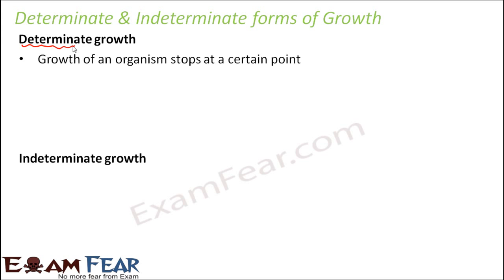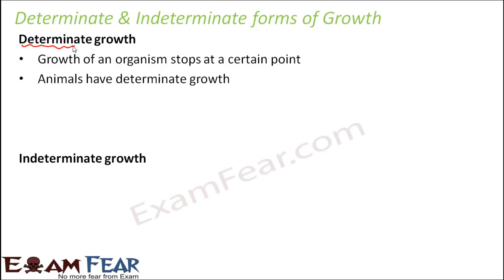Determinate growth is the one in which the growth of an organism stops at a certain point. That means we know how much that particular organism will grow. It will grow only up to a certain point, and beyond that the growth will stop. That is called determinate growth. Now most animals have determinate growth.